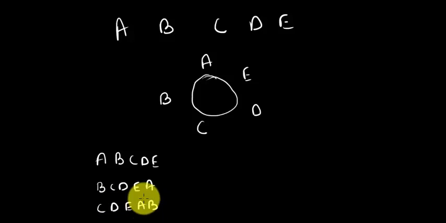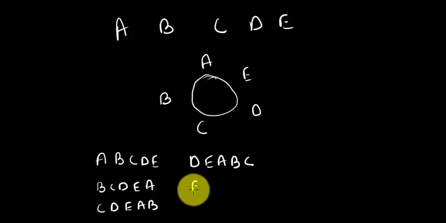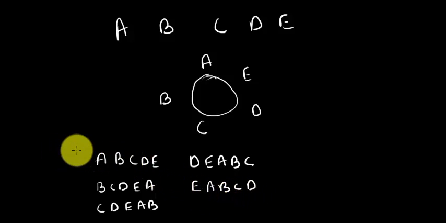And likewise, I'll have D, E, A, B, C, and then E, A, B, C, D. And then the next one will be A, B, C, D, E, which is going to be this. So ideally, I have 5 linear combinations. But I'm actually thinking about this. If I'm making them sit in a circle, all these are the same.